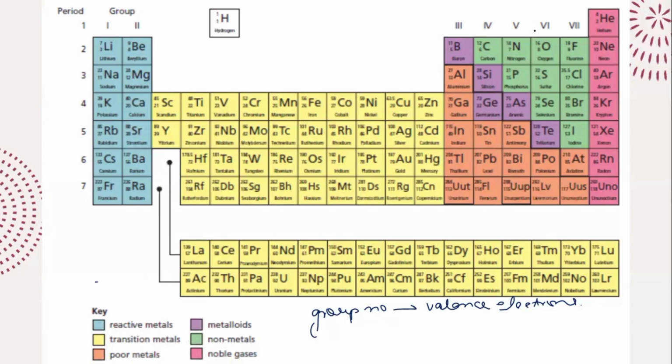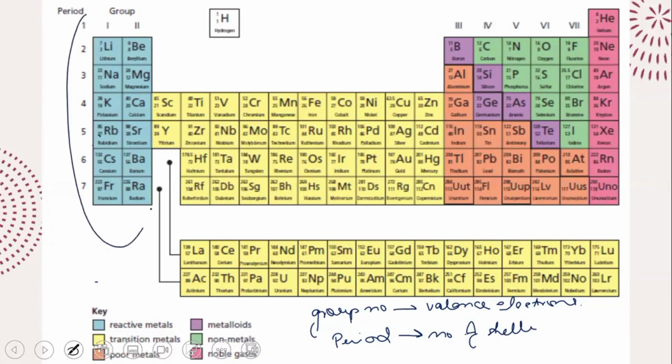Similarly, for our period, the period is always going to tell you the number of shells. So for example, rubidium is in period number 5. How many shells is it going to have? It's going to have 5 shells.